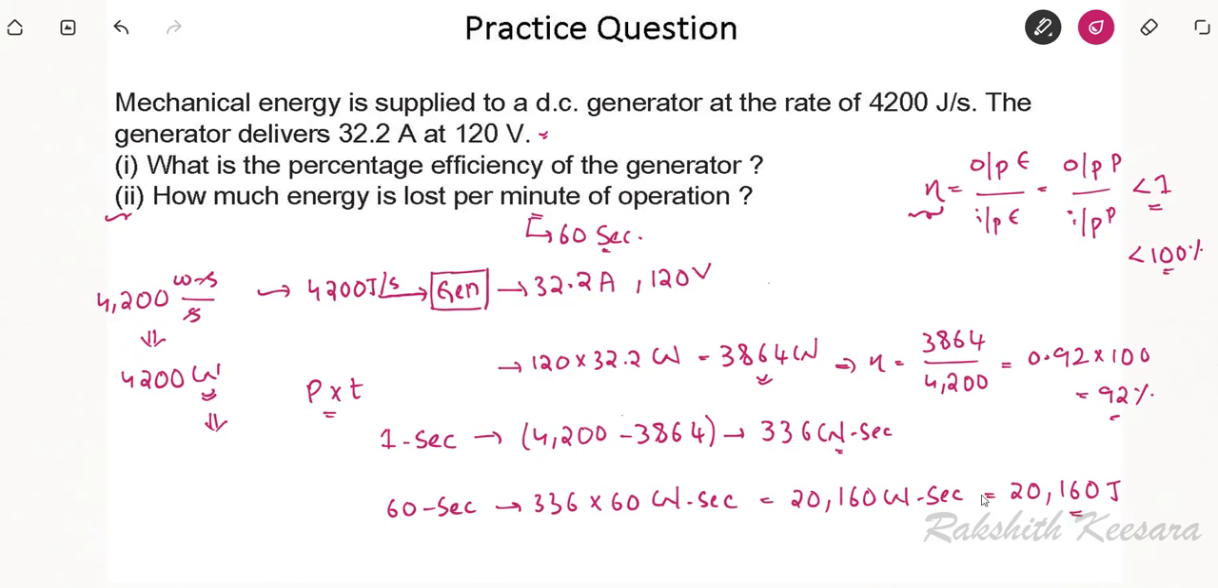This is all about units of different forms of energy and energy conversions.